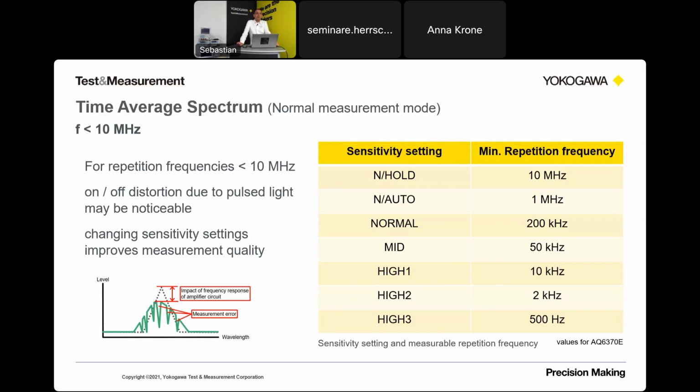But for pulse width between 10 megahertz and down to 500 hertz, we can adjust the sensitivity settings of the OSA, so that we can even measure low repetition rates down to 500 hertz.